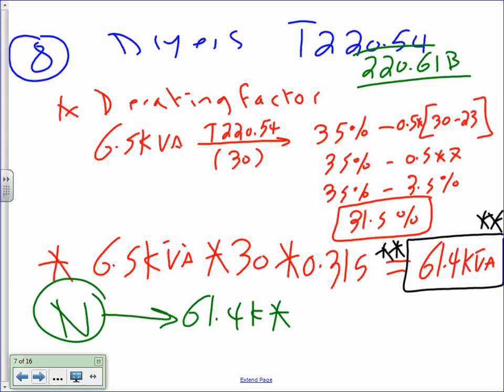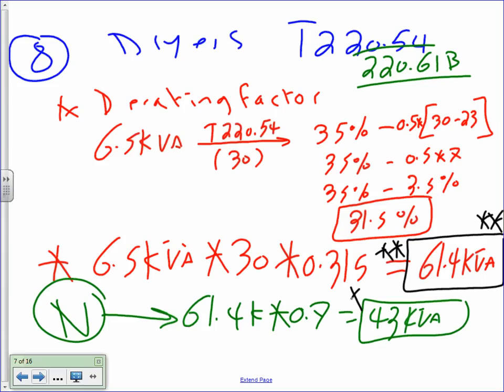70%, 0.7. What would that give you? 43 kVA. This is the number that you have to carry for the neutral. Where did the 61.4 come from? Right here, guys, 61.4. But I just cut it to 70%. Why do I do that? Even though these are 240 loads, because 220.61B tells me to do so, and because the dryers have a 4-conductor, 3-conductor cable going to them.